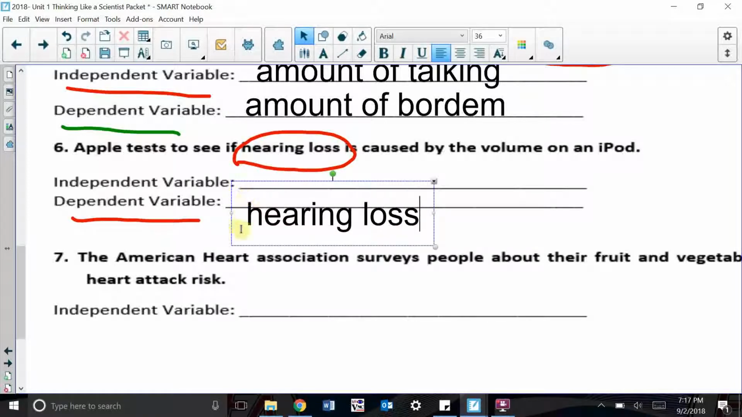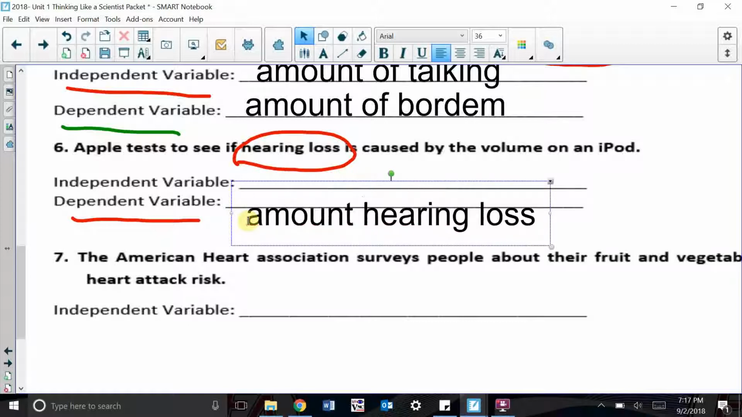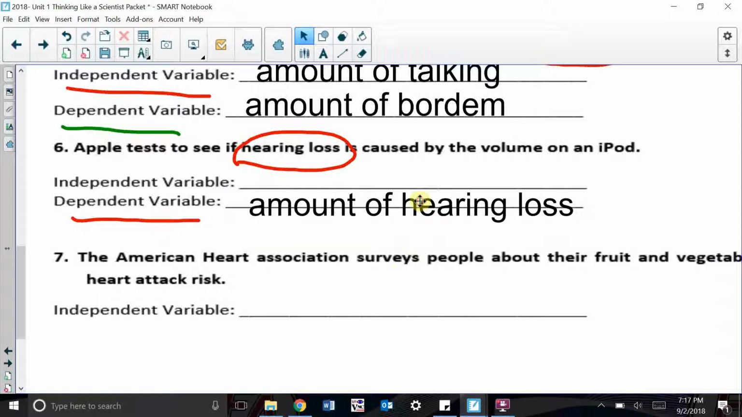Actually, I'm going to just go ahead and make it a little more clear and put amount of hearing loss. For my independent variable, what's going to be changing in this example? The only thing that's changing about this is my volume on the iPod.